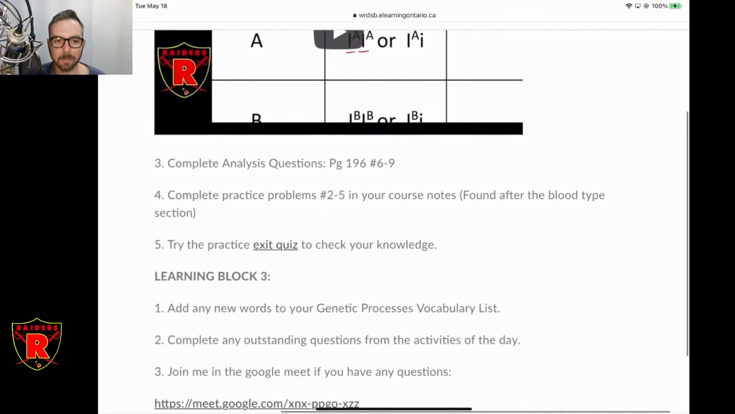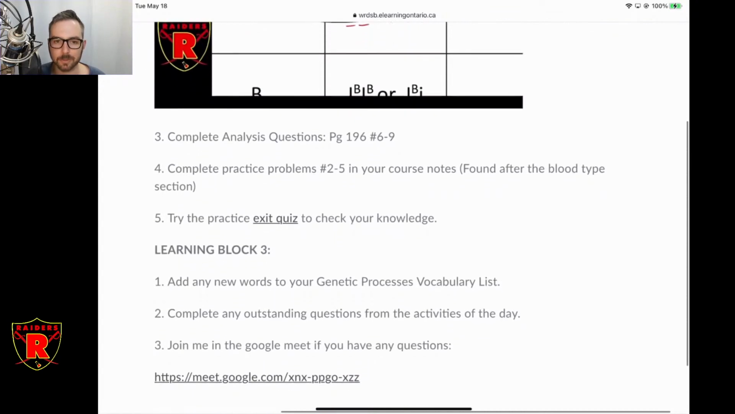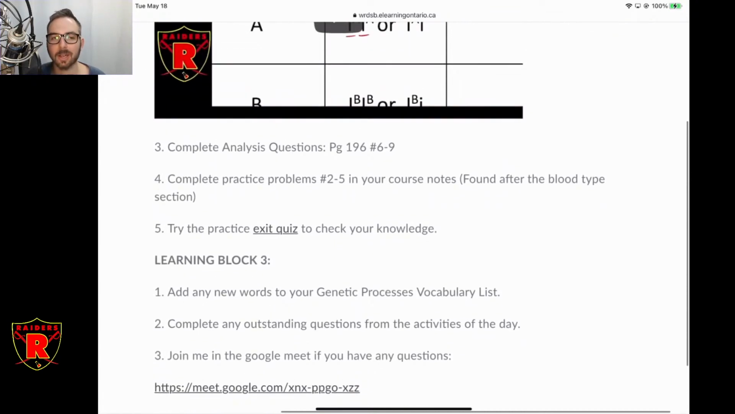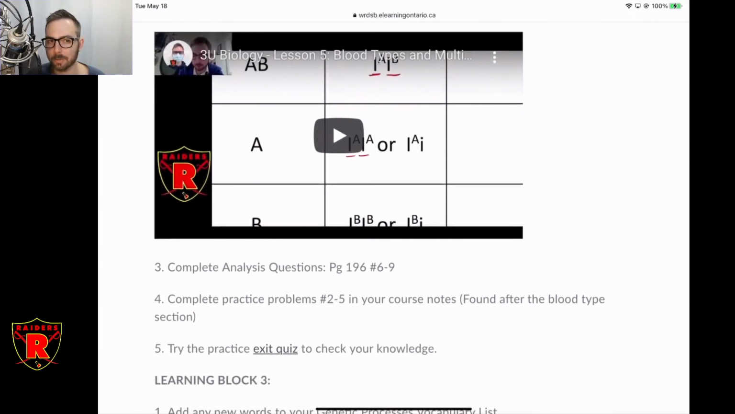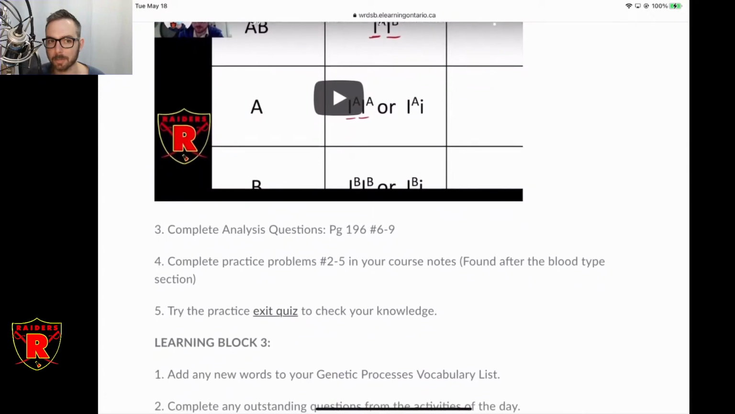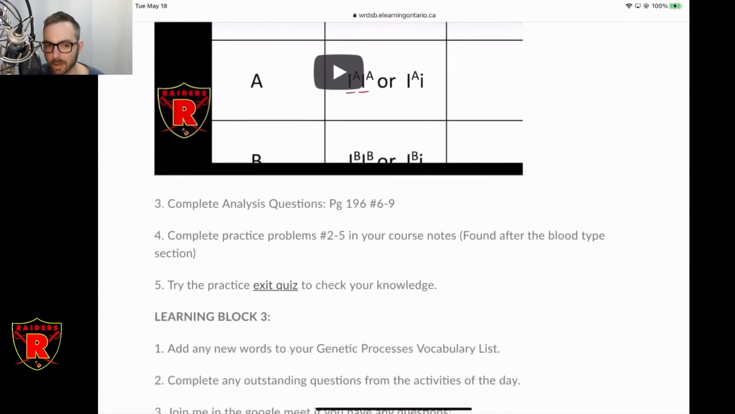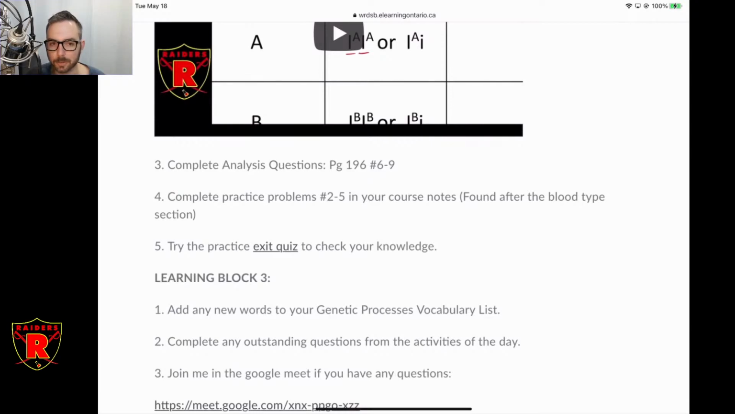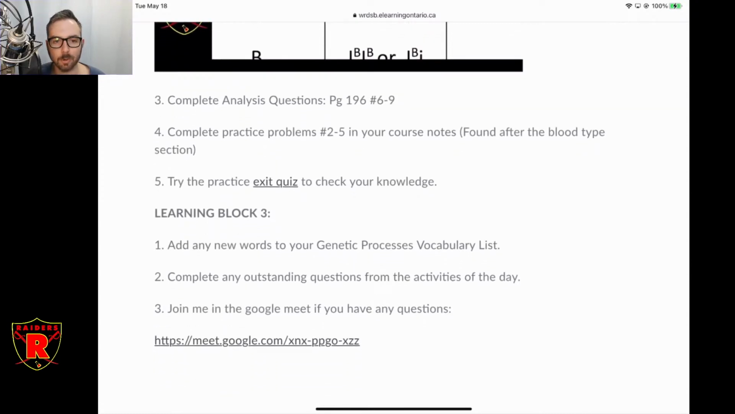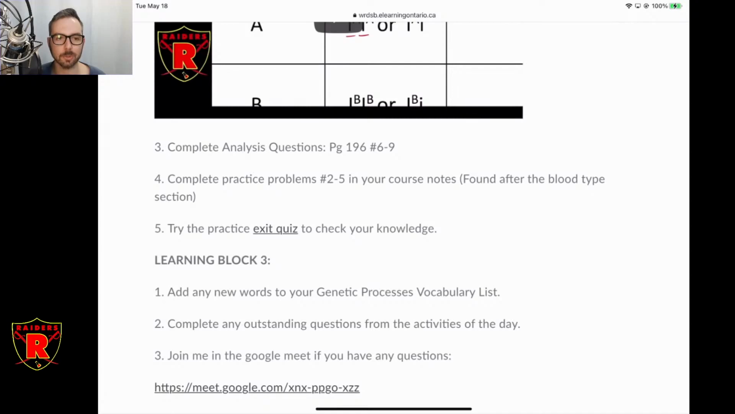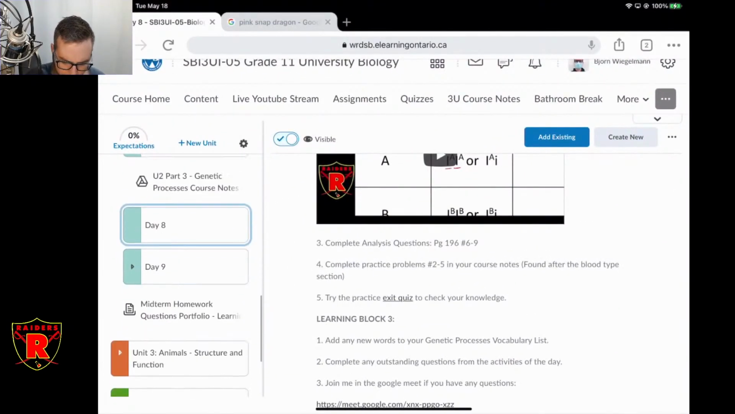But anyway, there are some practice problems 2 to 5 that are also in the course notes. I believe that I take those questions up at the end of this lesson, if I remember correctly. So it's like a pause and do them and then come back, which I mention in the lesson. If not, if you're having any questions about those practice problems on blood typing, please let me know, and I would be happy to go over them with you. And then there's a little exit quiz, as usual, at the end, just to test your knowledge on blood types and multiple allelic inheritance. That's our last major topic of the unit.